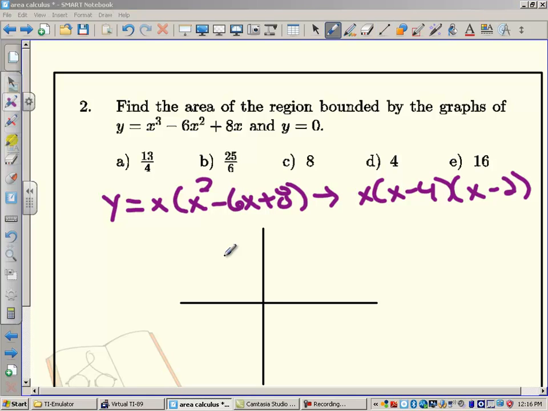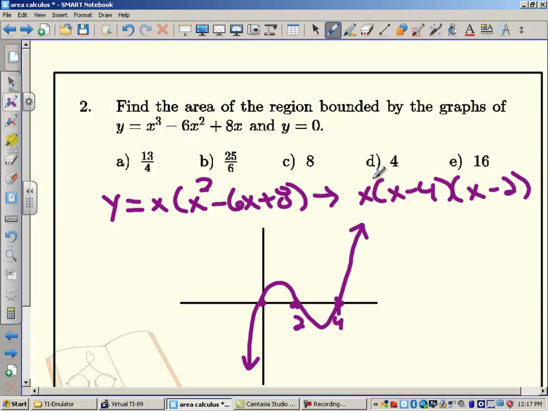So I've got a root at 0, I've got a root at 2, and I also have a root at 4. Now, you know this is a positive x cubed, which goes down to the left and up to the right. You should have learned that in pre-cal. So this graph looks something like this. Down to the left and up to the right.